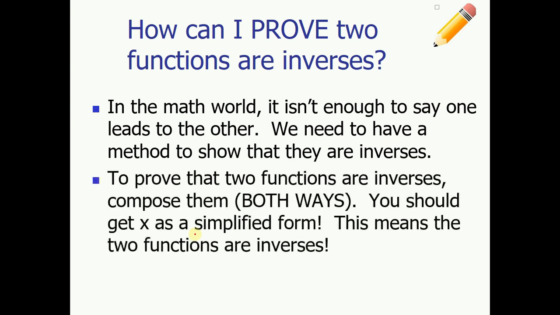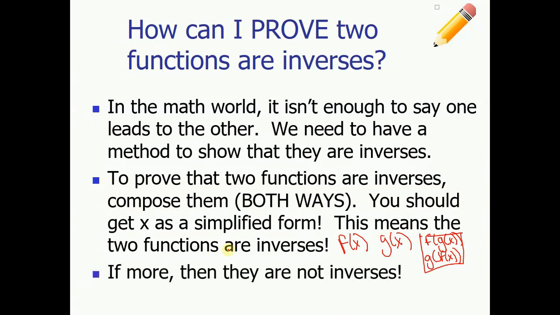To prove that two functions are inverses, we're going to compose them together. And we have to do it both ways, which means if I have one function named f and one function named g, we need to compose f of g of x and g of f of x. If those two compositions both simplify just to x, they are in fact inverses. If you have more than just x, they are not inverses. Even if you do f of g of x and get x plus 3, that's not right. It needs to be just plain old x.